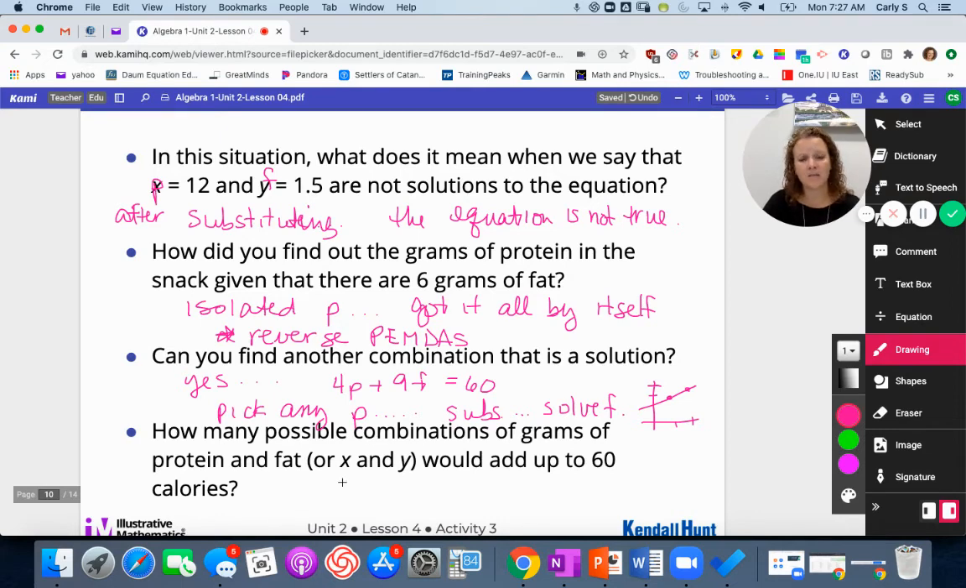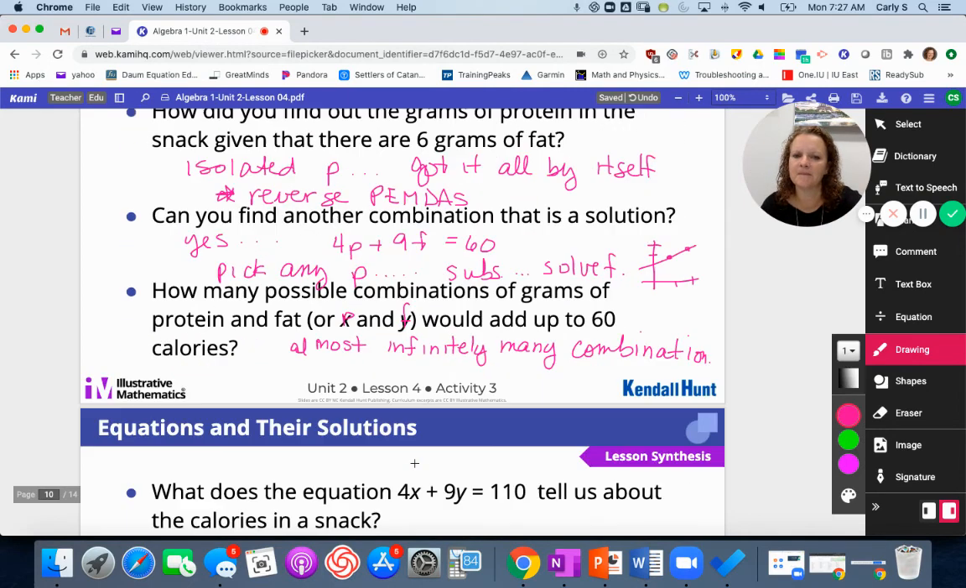How many possible combinations of grams of protein and fat would add up to 60 calories? The answer to this is almost infinitely many combinations. Because we're not looking for whole numbers here, we can have decimals. So almost infinitely many combinations of protein and fat, which in this case is going to be P and F, would add up to 60.